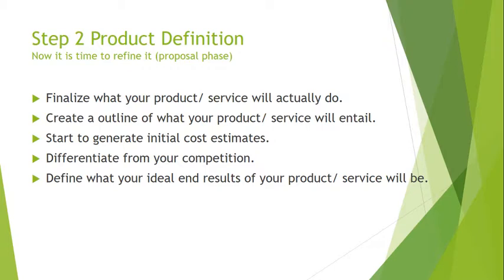You start to generate initial cost estimates as far as how much you think it's going to be in order to operate or create this product. Then you're going to set up what you're going to differentiate from your competition. Like, how are you going to be different from the marketplace that's out there now? What's going to set you apart? And then you're going to define your ideas of the end result of your product or service. Essentially, what are you trying to accomplish with your product or service? What will be the end result of your customers going along with whatever you're creating?